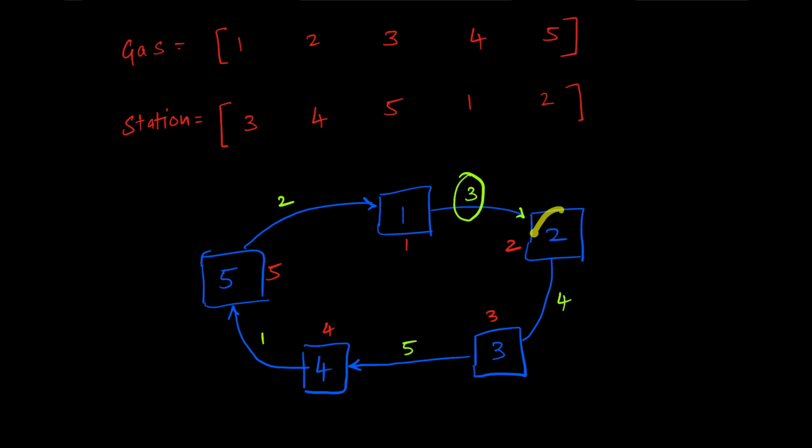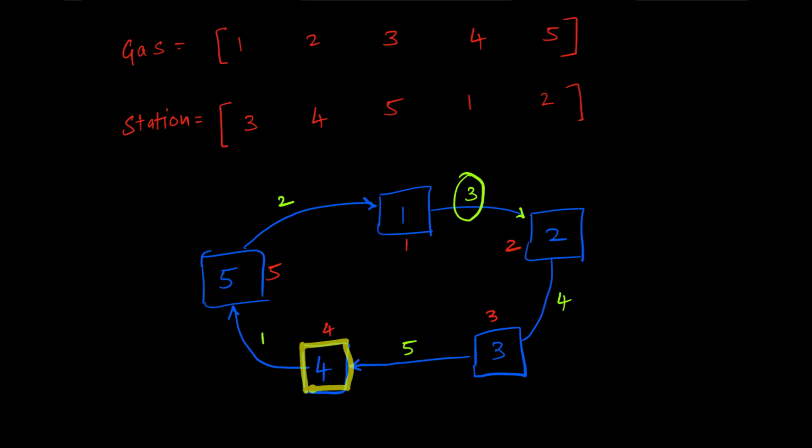Similarly, let's check station number 2 to see if we can start the journey from there. The amount of gas available is 2 and we need a total of 4 gas units to reach the next destination. As the demand is still higher, we won't be able to start the journey from station 2 either. We are in a similar situation with the next station 3 as well, where the amount of gas available is 3 and we need a total of 5 units of gas. So we can't start our journey from this point either.